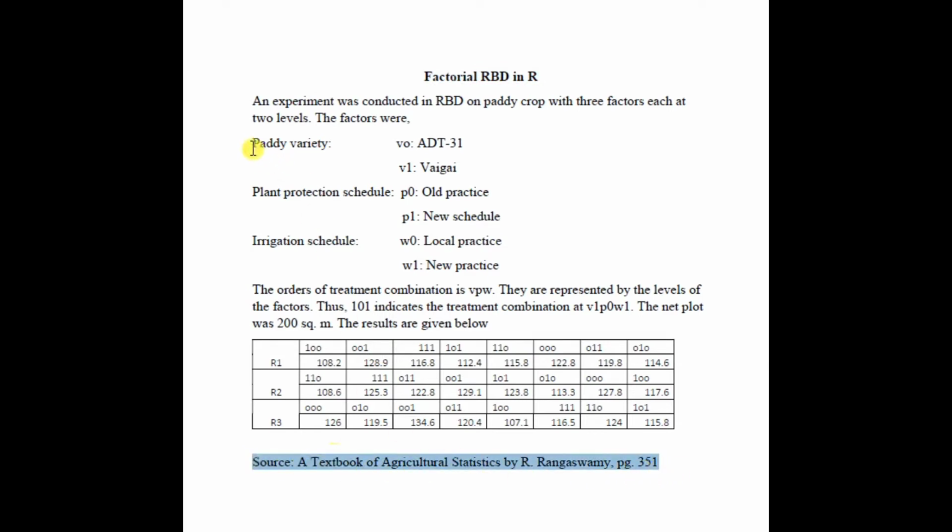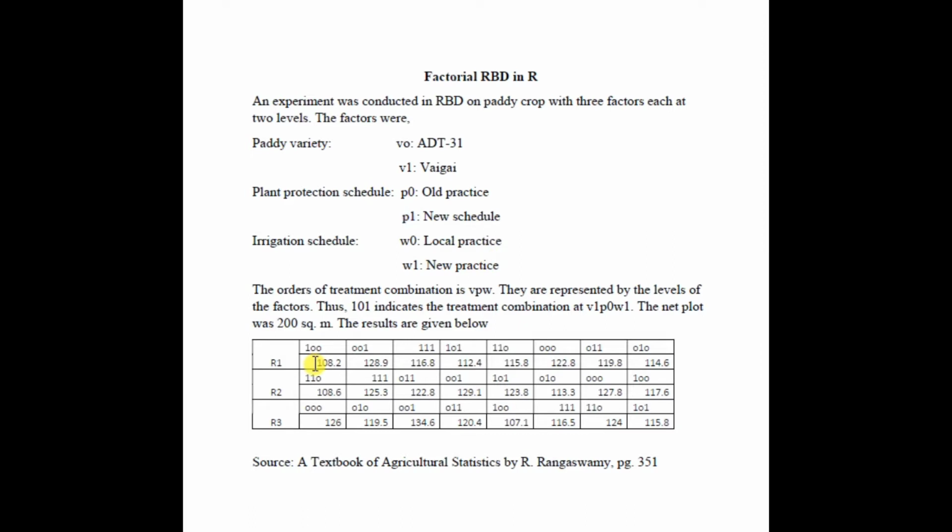We have three factors: paddy variety, plant protection schedule and irrigation schedule. The paddy variety has two levels, V0 and V1, that is ADT31 and Vagai. Plant protection schedule has two levels, P0 and P1, that is old practice and new schedule. And irrigation schedule factor has two levels, W0 and W1, that is local practice and new practice. Here the dependent variable is yield.